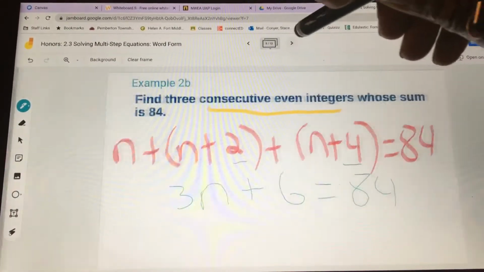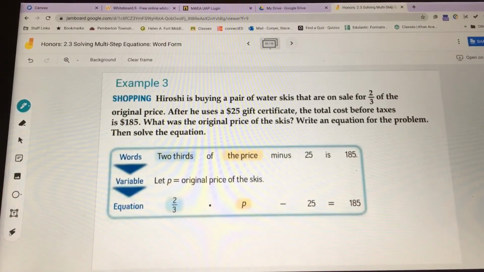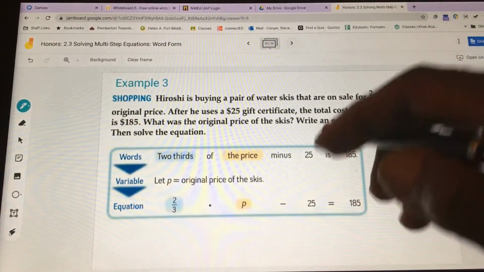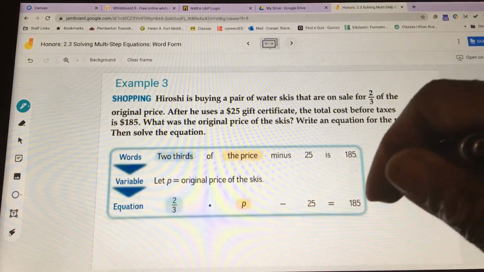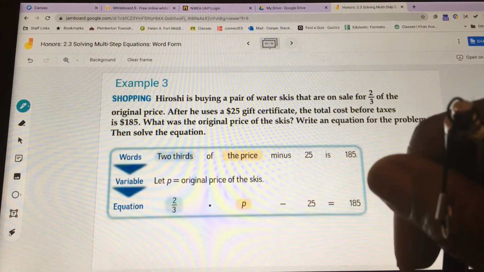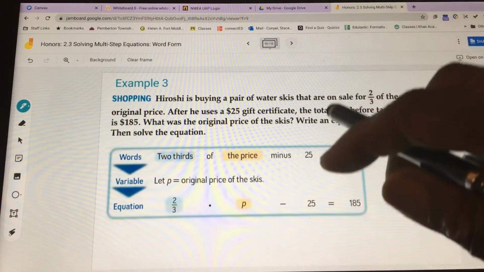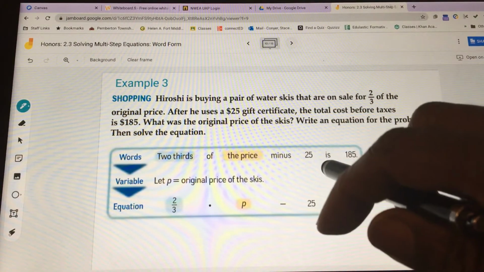So let me go back. We're getting there. This one here, I like to start with the question. Write an equation for the problem, then solve the equation. So we're going to write an equation here.